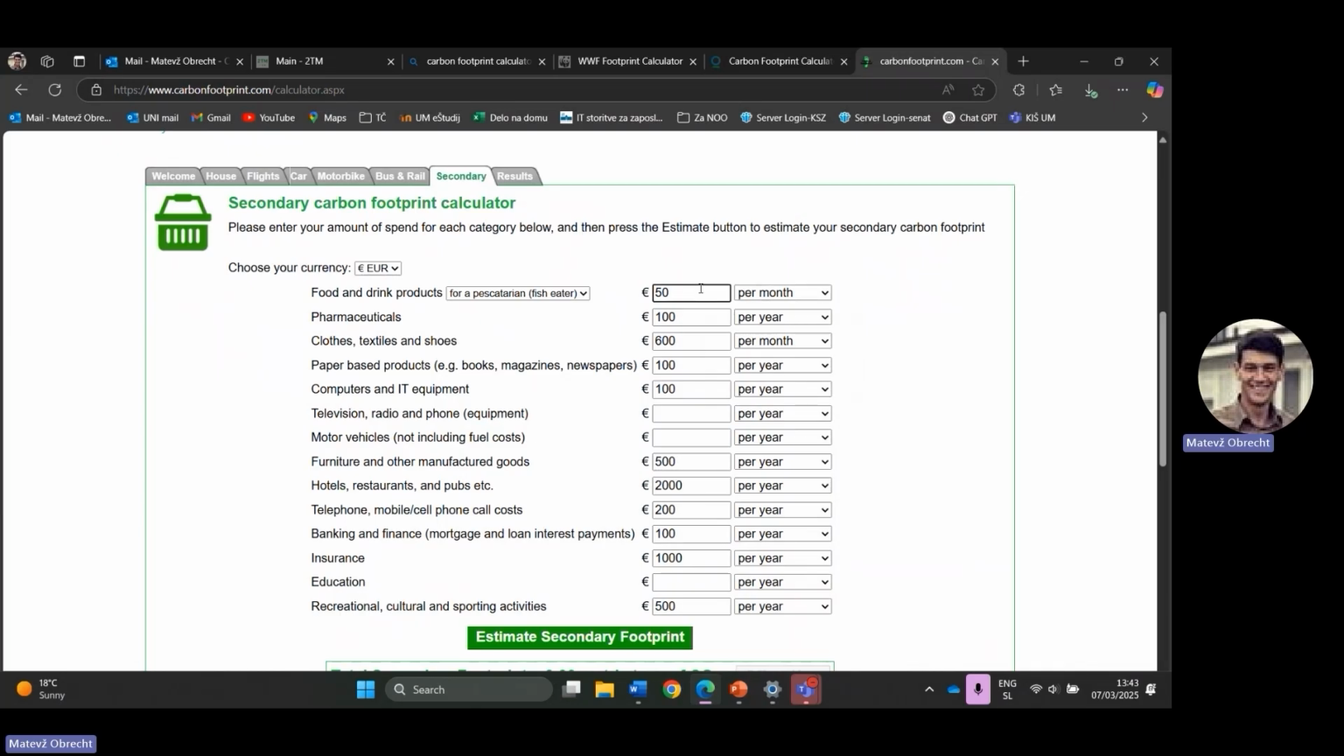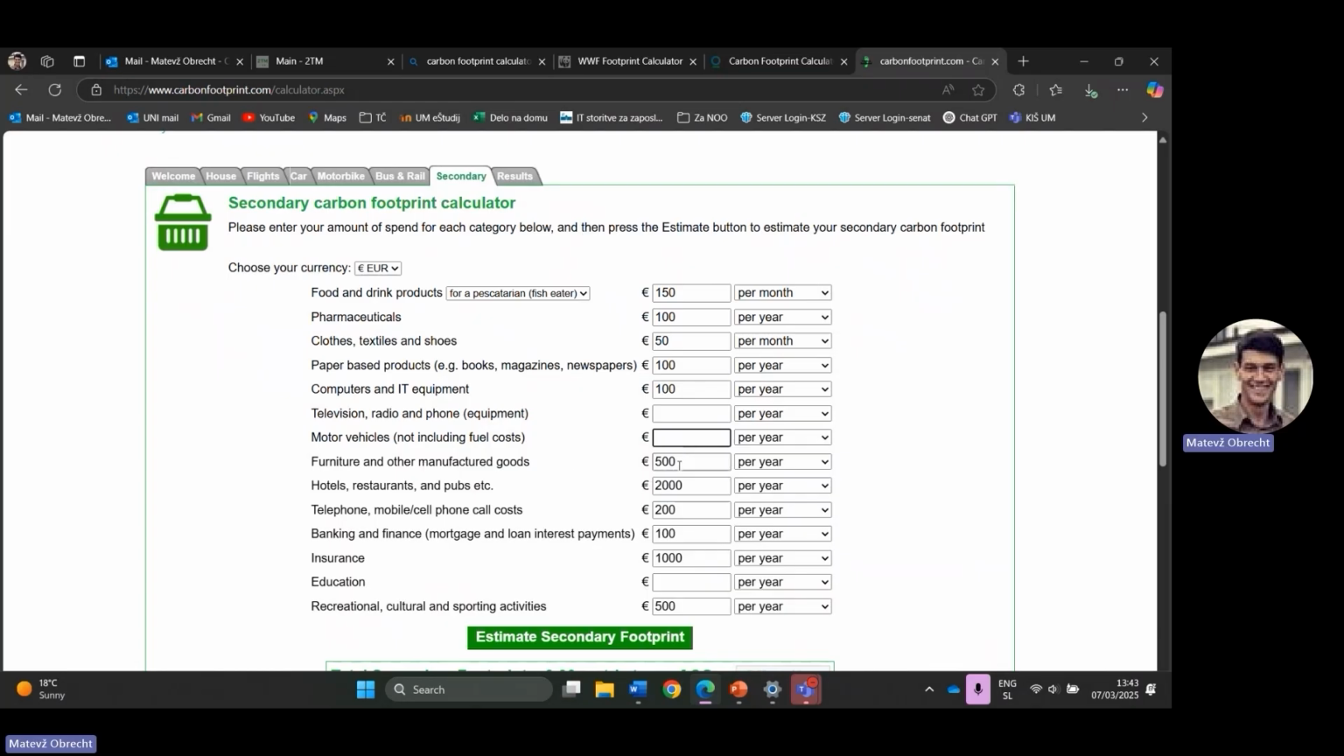Per month. So let's say that we spend 150 euros per month and 50 euros per month for clothes, for example, pharmaceutics, paper-based products like books, magazines, how much we spend for the computer and IT equipment like earphones, smartphones, and so on per year. Then we have television, radio, phone, and so on, equipment, motor vehicles, without fuel cost, of course. So if you are buying new clothes or a new helmet or something like that.